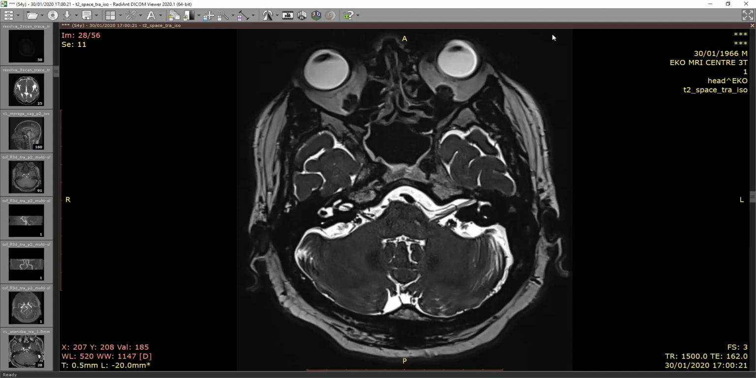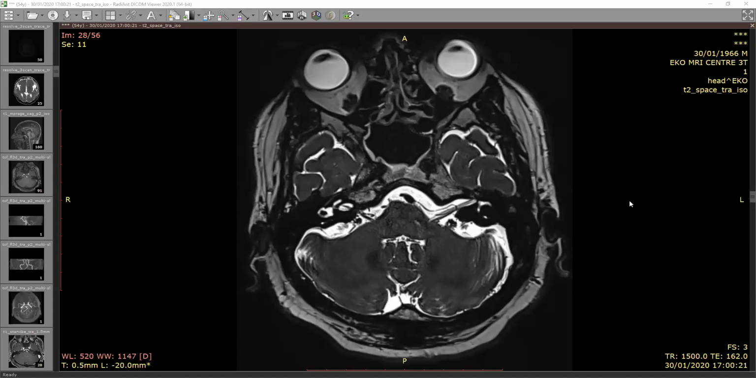Request you to look up the full forms of the CISS. The CISS is constructive interference in steady state. And I beg your pardon, but I have forgotten the full form for the FIESTA. So it's the CISS and the FIESTA sequences which help you visualize both the vessels, rather the artery and the nerves, in the same sequence. So that's another added sequence to your routine sequences, which you should be a little familiar with.